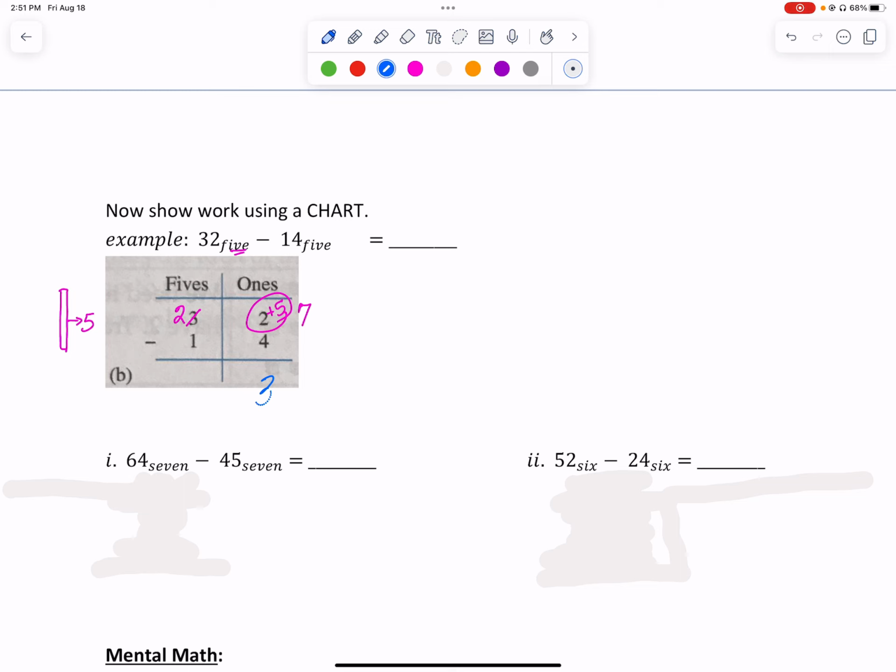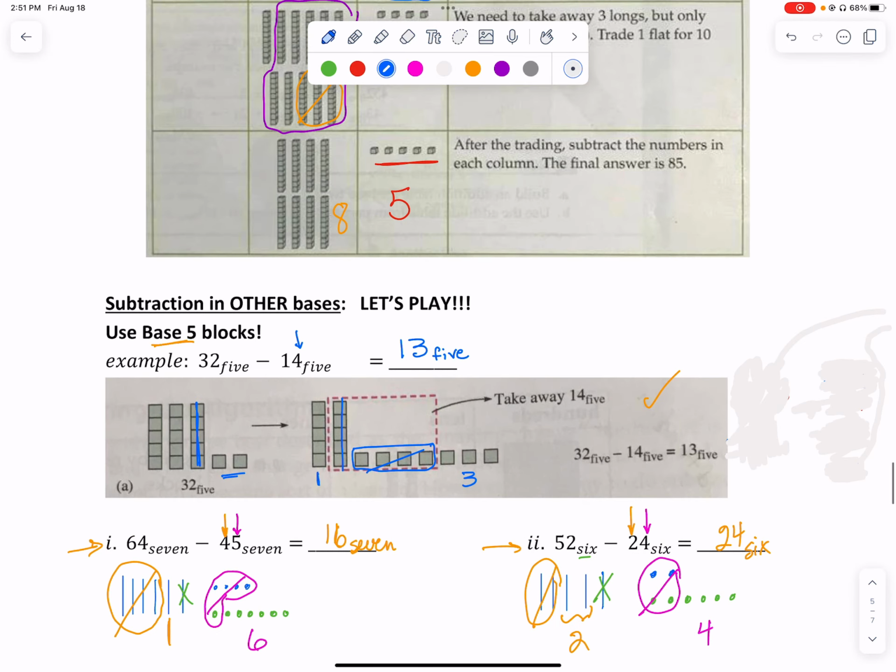And now let's go over to the 5s, okay? Think of that as 5 to the 0 and 5 to the first, because that's what this guy is, right? That's got 5 in my rods. So anyway, 2 minus 1 gives me 1. So my answer is going to be 13 base 5. That's what we got up here, right?